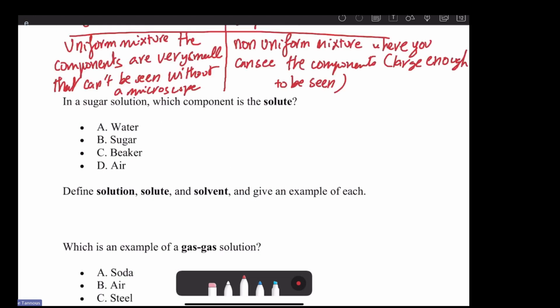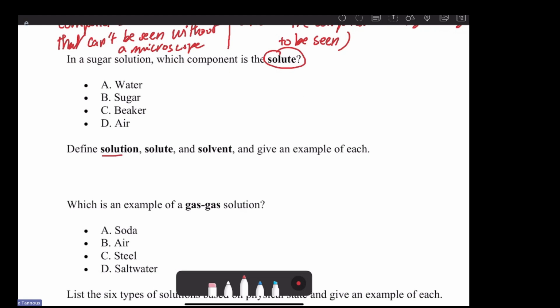Okay, moving on. In sugar solution, which component is the solute? Here, the next question is differentiating between solute, solvent, and solution. Now, I'm just going to answer. In sugar solution means I have sugar, I put it inside water. So the sugar is the one that's going to dissolve because it's the one in less quantity. So the solute is the sugar and water is the solvent.